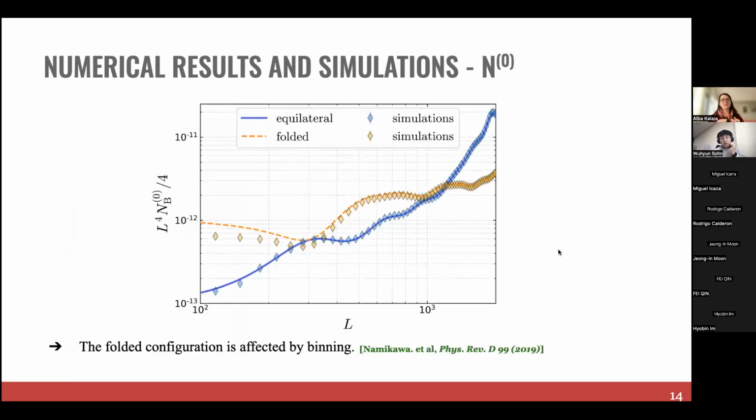This is the result that we get compared to the analytical findings that I showed earlier. So you have that the blue line is the equilateral shape, and the match with simulation is quite good. And then we have the folded one, which is a negative noise bias. So that's why I put it in as the dashed line.